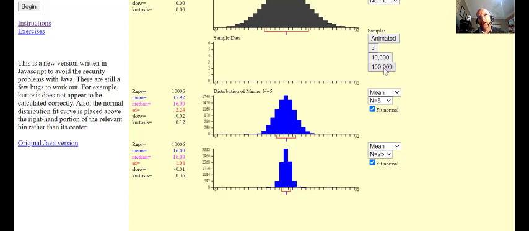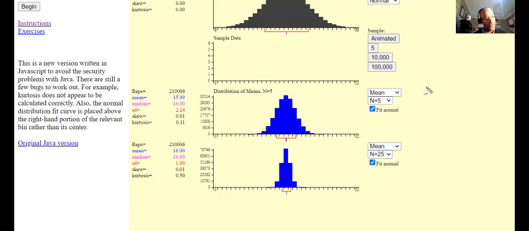Let's try another 100,000. Okay, so we'll add that in. I've actually added another 200,000, but that's fine. So in both cases the mean is 16, or it's actually 15.99 there for n equals 5. It's awfully close, and 16 there for 25. The standard deviation is 1 here, and it's not approaching 1 there. So that's interesting, isn't it?